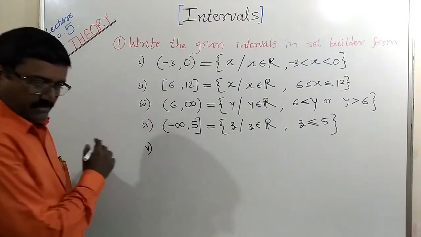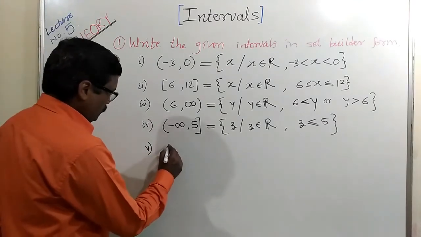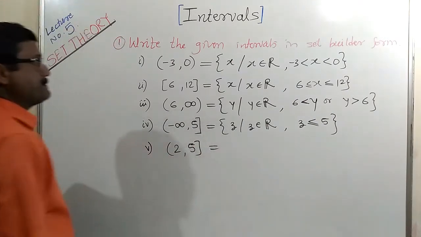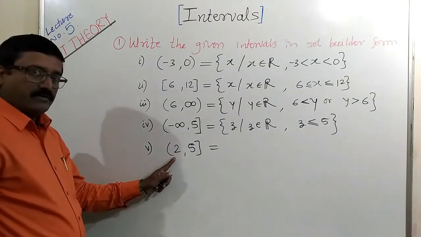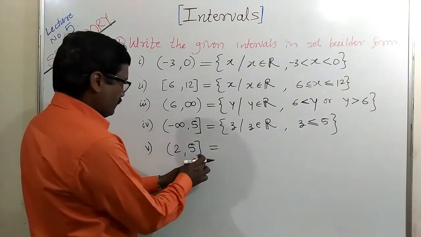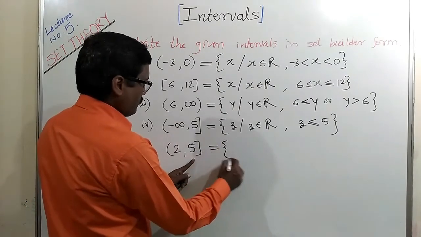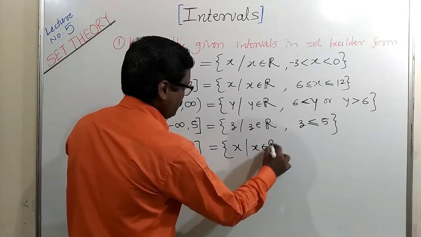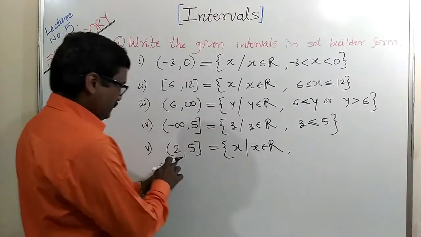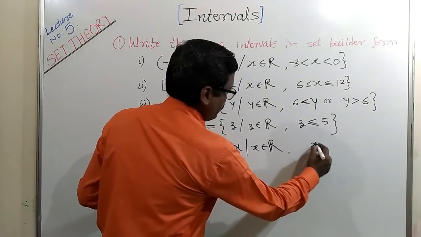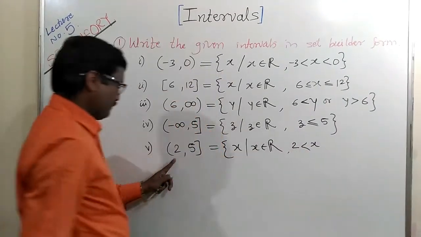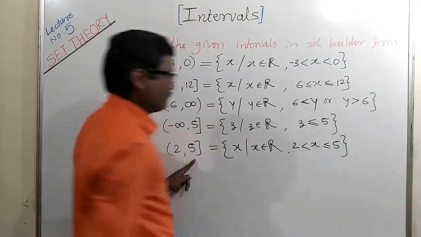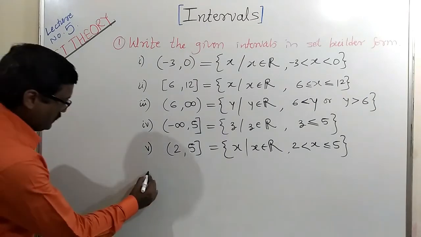Next, the fifth one. If the interval is open 2 to close 5, it means x is greater than 2 but less than or equal to 5. Close means equal to 5. So let us suppose again x, such that x is a real number and x is greater than 2 but less than or equal to 5. Okay. And let us see one more.